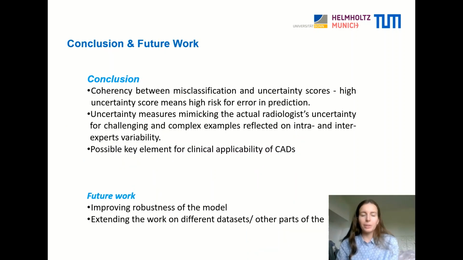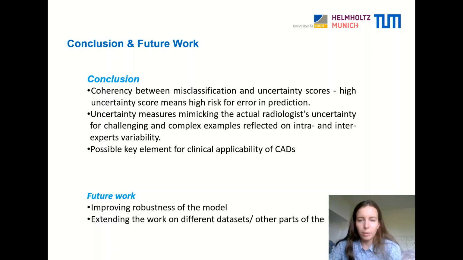So as a short conclusion, in our work we were able to show a coherence between misclassification and uncertainty scores, which means that a high uncertainty score means high risk for error in prediction. In our qualitative analysis, we compared the uncertainty measures with inter- and intra-observer variability. We could demonstrate that the uncertainty score is actually mimicking the radiologist's uncertainty for challenging and complex examples.